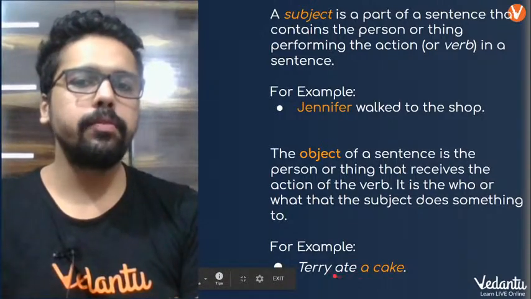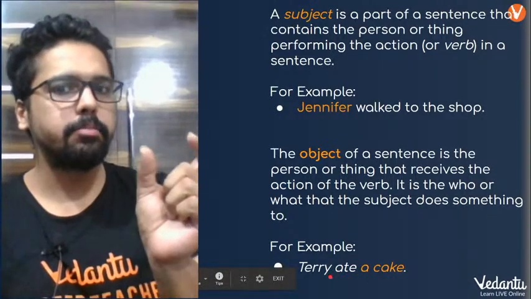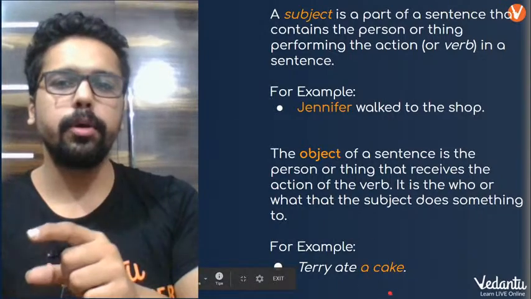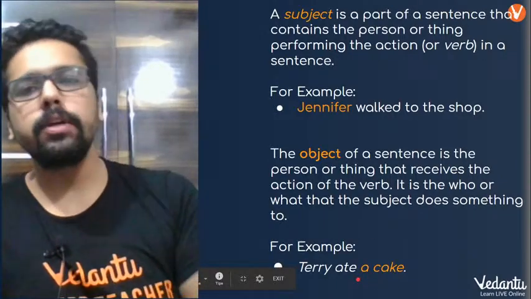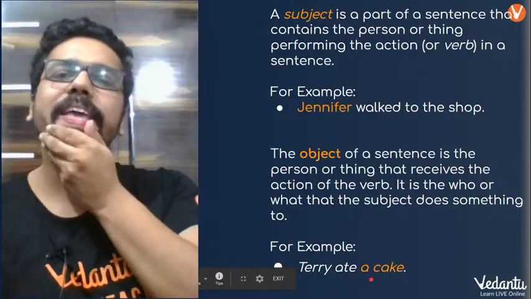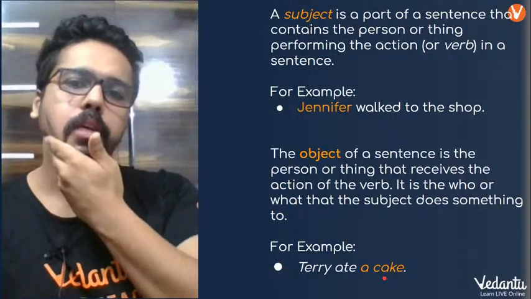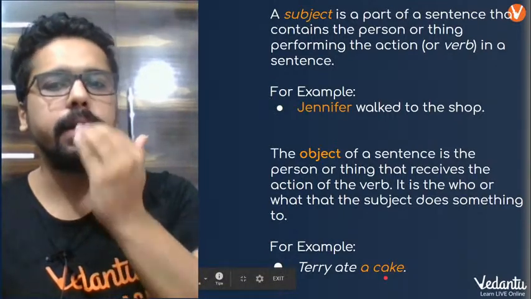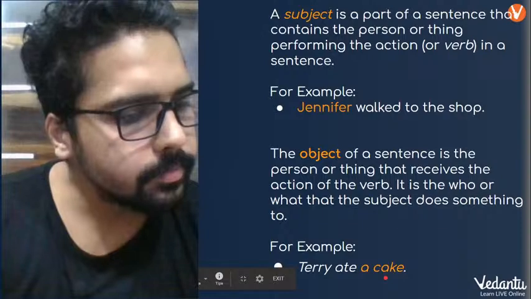So in the second example, Terry ate a cake, Terry is the subject. I'm not highlighting this here because I'm talking about the object. Ate is a verb. And what is the receiver of the action? A cake is the receiver, right? The action is done on it. So I'm saying a cake is the object here.